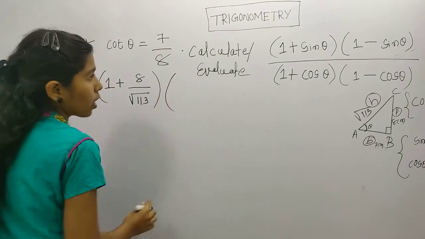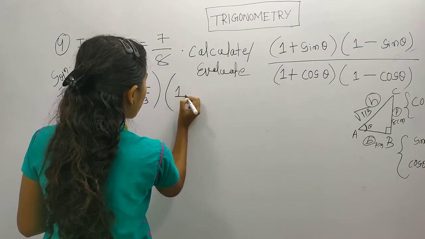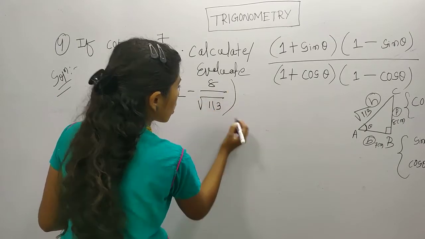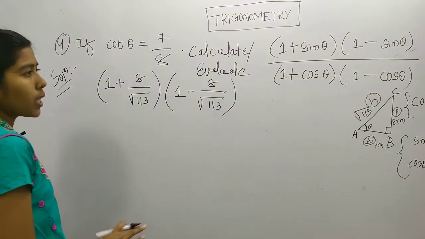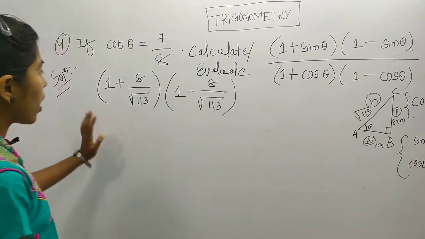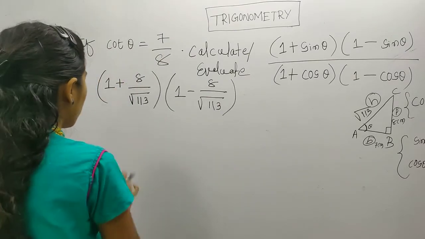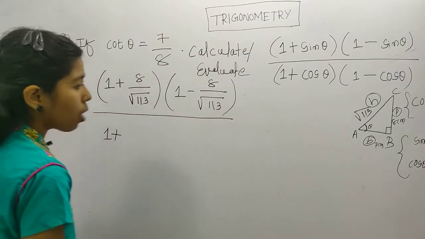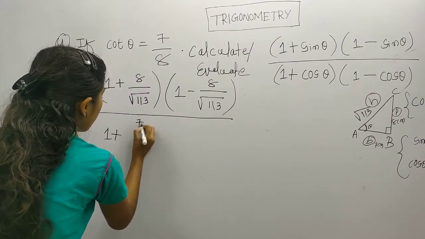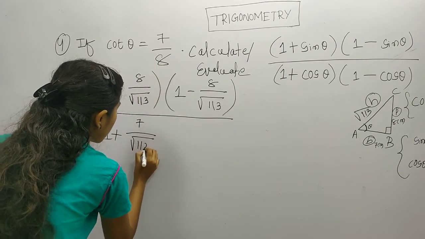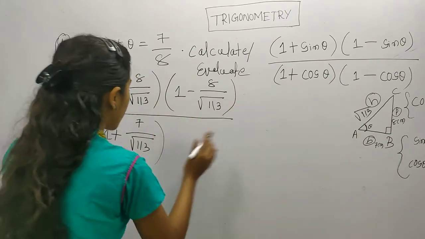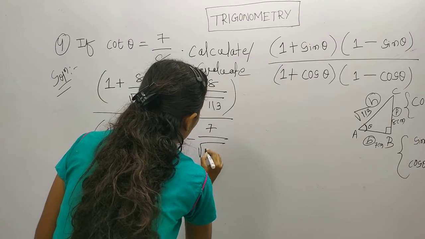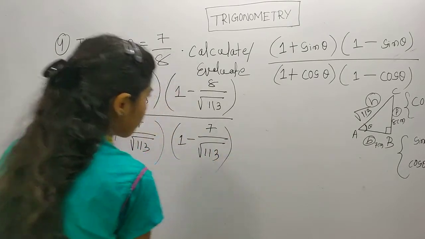Next, 1 minus sin theta. 1 minus 8 by root 113, because sin theta is equal to 8 by root 113. So instead of sin theta we put the value 8 by root 113, divided by 1 plus cos theta. How much is cos theta? 7 by root 113, into 1 minus cos theta, 1 minus 7 by root 113 over.